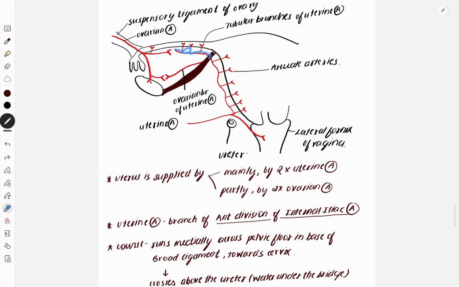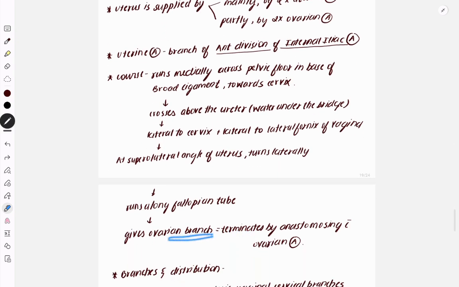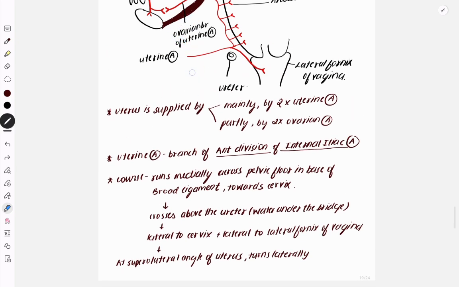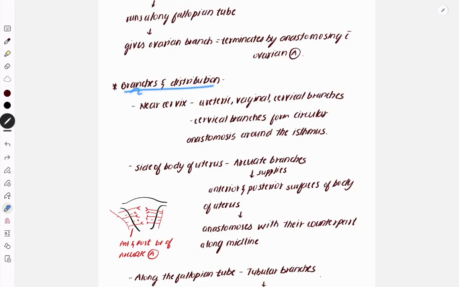It will run along the fallopian tube, supplying the medial two-thirds of the fallopian tube, and then it will give an ovarian branch of the uterine artery, and it terminates by anastomosing with the ovarian artery. So as it forms an anastomosis with the ovarian artery, this is how there will be a termination of the uterine artery. Next is branches and distribution of the uterine artery.